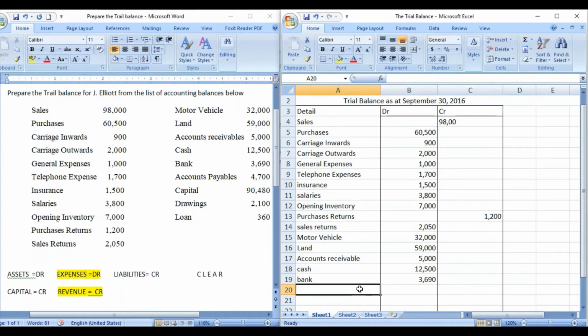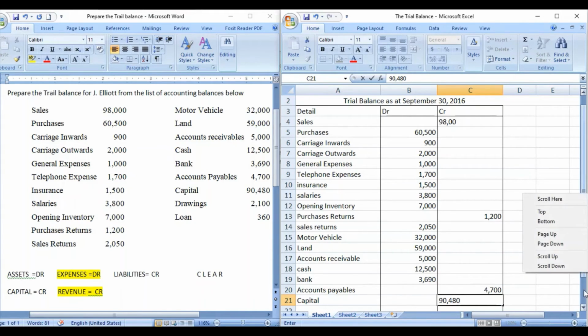Then we have accounts payables. So accounts payable, these are liabilities in the business, and once they are liabilities, they carry a credit balance. So we put in the details for accounts payables, and we go to the credit side of our trial balance and we credit with 4,700. Then we have capital. Capital carries a credit balance. So we go to the credit side of our trial balance and we credit the account with 90,480.